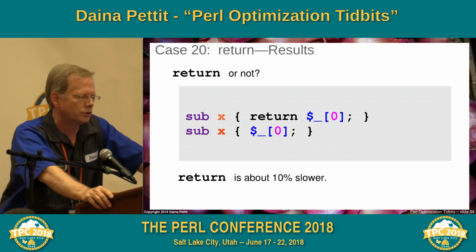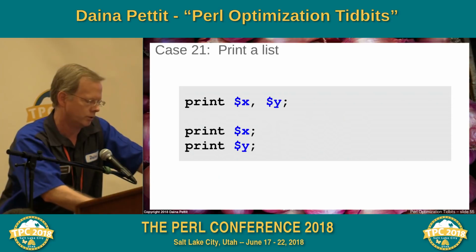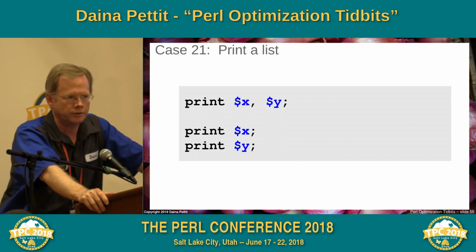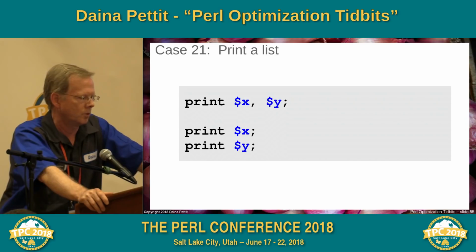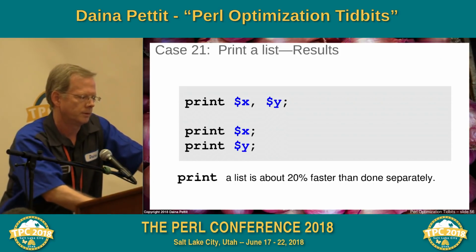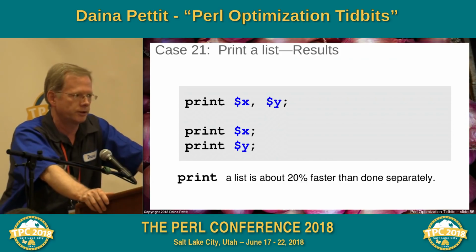So let's look at printing a list. So we do a call to a print statement, giving it a list of things to print, or doing separate print statements. We would expect the multiple print statements to take a little longer because you're doing two separate calls. Printing a list is actually faster than doing them separately.